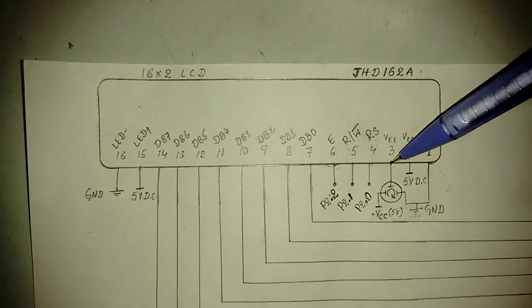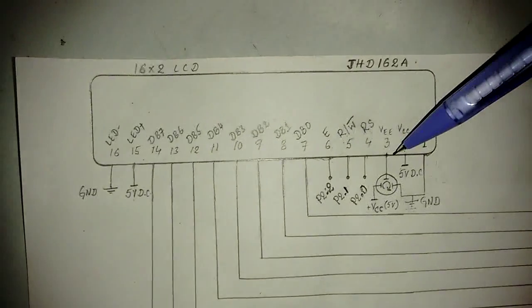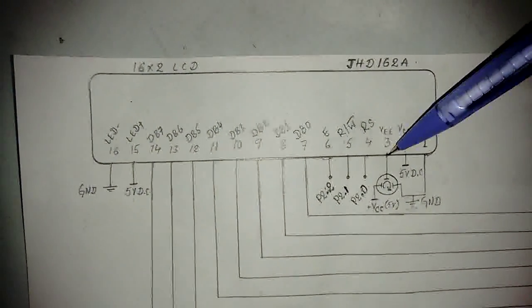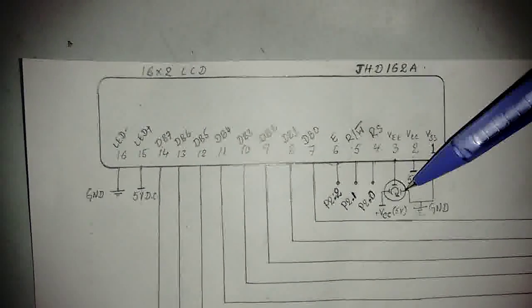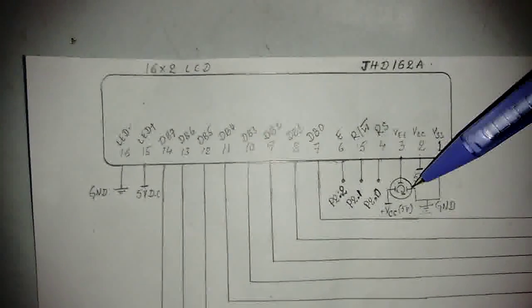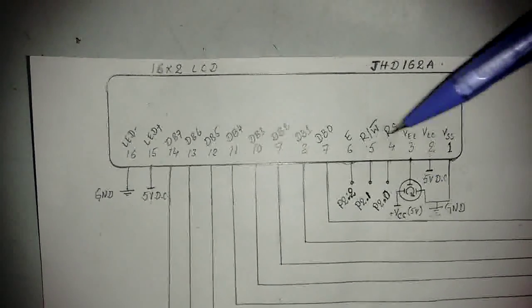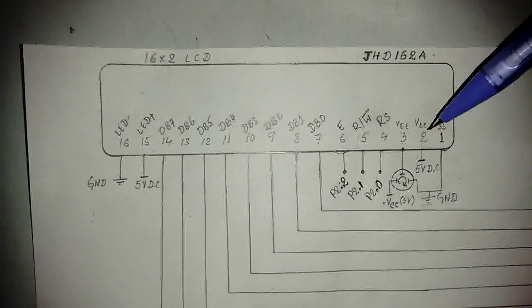And we have pin number 3, which is used for controlling the contrast of the display of your LCD. So this pin number 3 is connected to a potentiometer, a 10 kilo ohm potentiometer. So by varying the potentiometer, what happens? The contrast of your LCD gets varied.